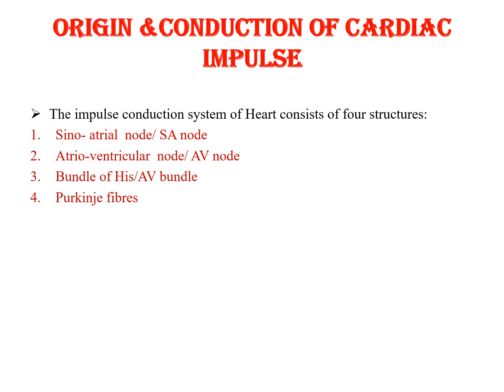Now we are going to understand the last topic of this lecture, that is the origin and conduction of cardiac impulse. The rhythmic contraction and relaxation of the heart muscles is known as heartbeat. The conducting system of the heart consists of four structures, namely the sinoatrial node, which is also known as the SA node, the atrioventricular node or the AV node, the bundle of His or the AV bundle, and Purkinje fibers.